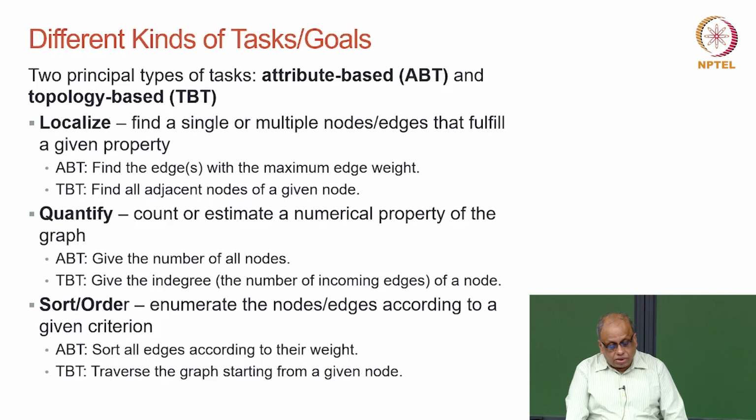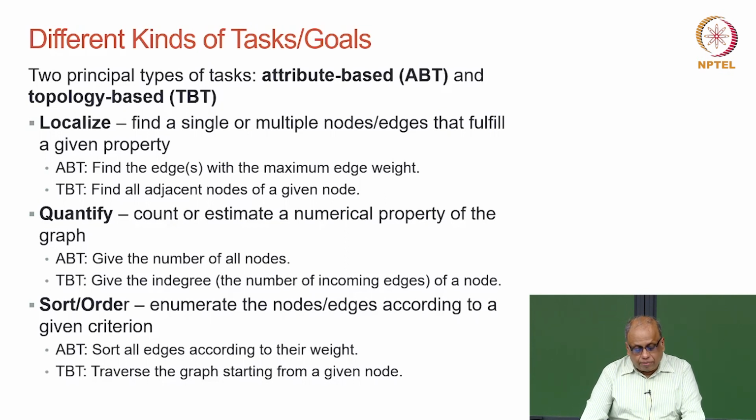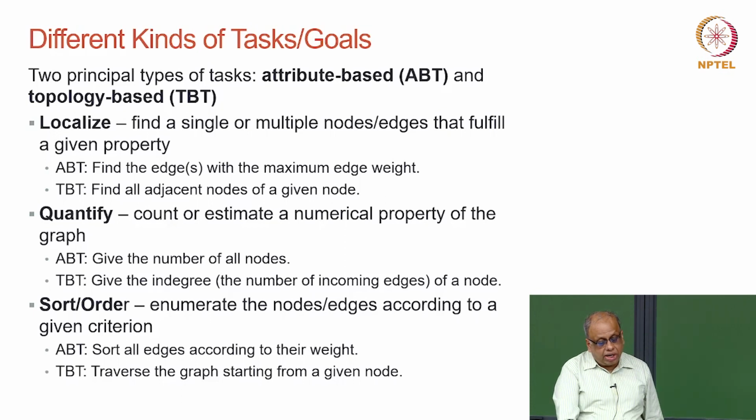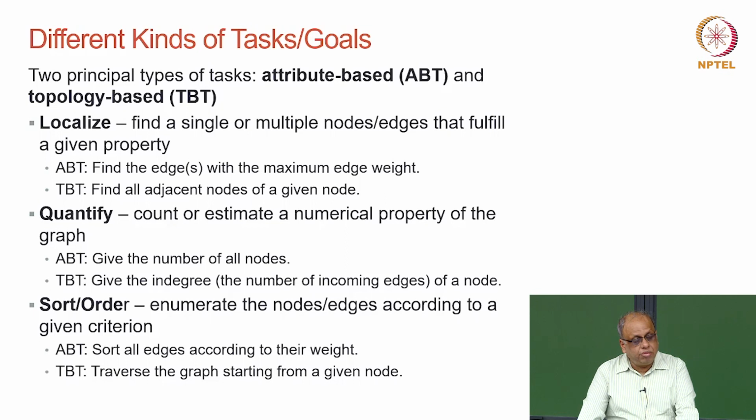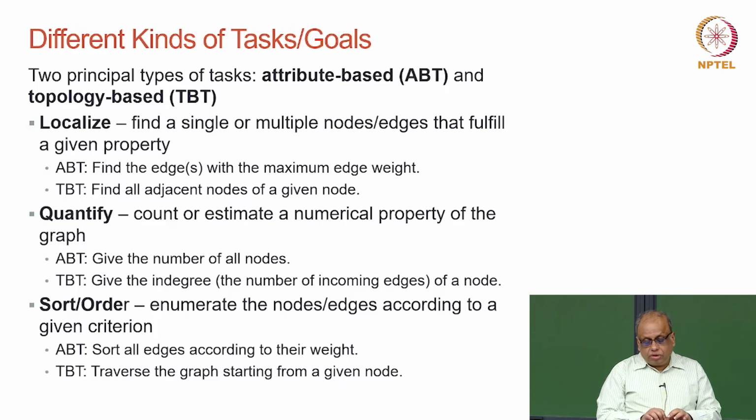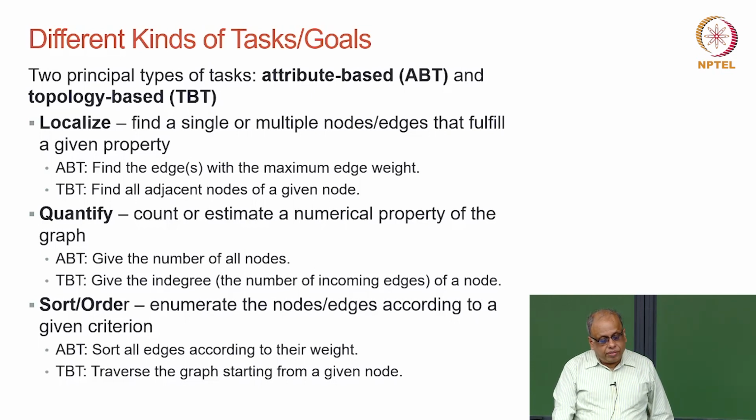One is localized, so find a single or multiple nodes or edges that fulfill a given property. So for example, in an attribute-based task, you can find edges with the maximum edge weight, while in a topology-based task, you find all adjacent nodes of a given node. So in an attribute-based task, you are looking for attributes of a particular node or link, while in a topology-based task, you are looking into the graph structure.